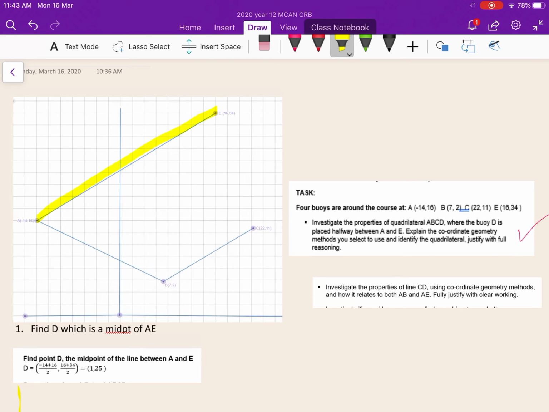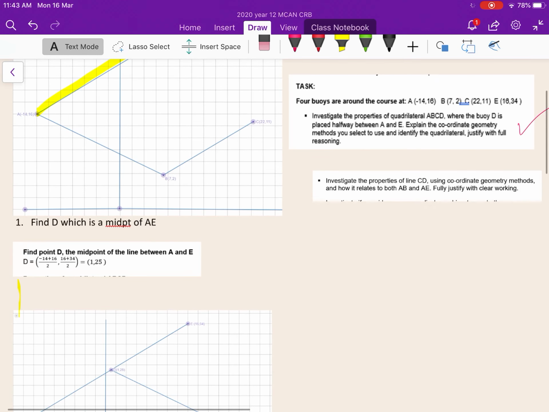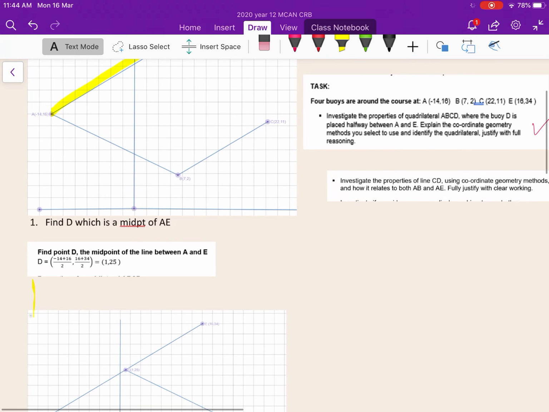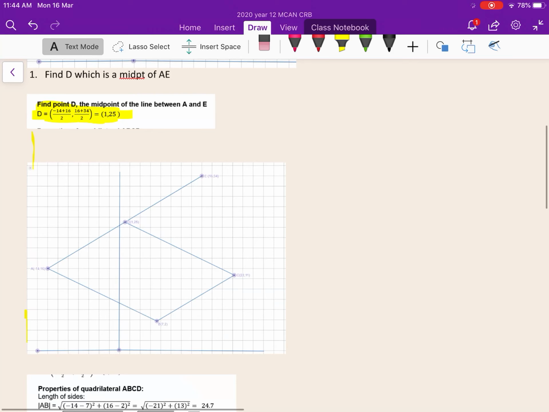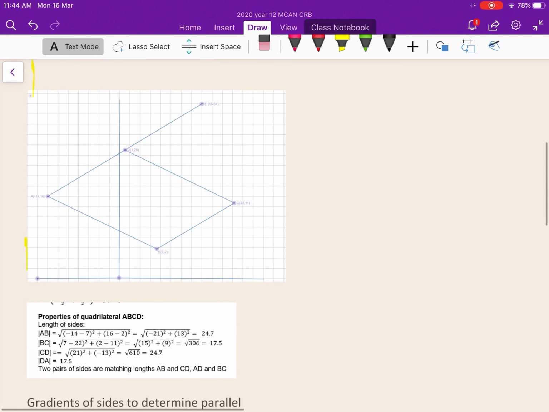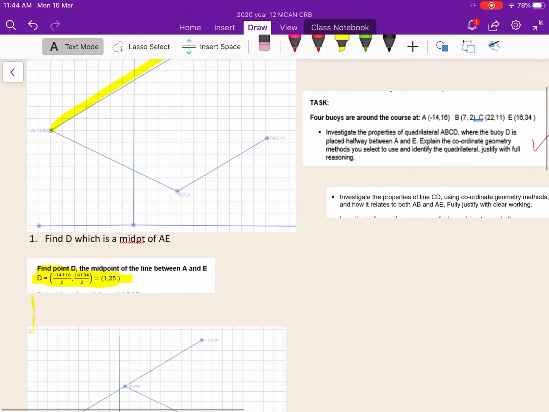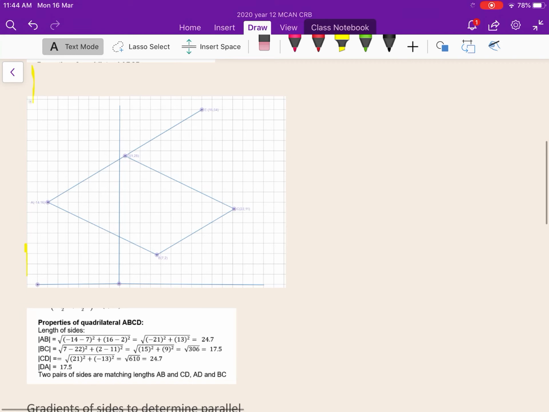So halfway, we have to obviously use then our midpoint formula. And so we've done it here. We've worked out the midpoint for D, which is 1 and 25. So I've put that point on here, 1 and 25, which is D. So now I have my quadrilateral drawn. And now my job is to investigate this quadrilateral to see what kind of quadrilateral it is.